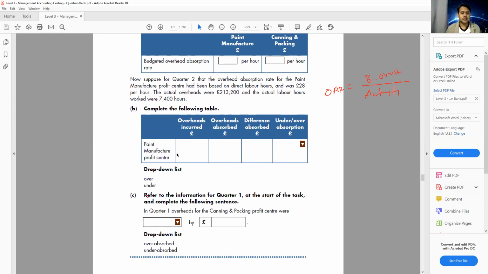What is the requirement? The requirement here is to compute the following: overhead incurred, that is the actual overhead incurred. Then we have overhead absorbed. How much overhead we absorb is based on the overhead absorption rate. Then the difference, and after that we have to identify whether it is under or over. So let's do this one. Let's look at the question first. The first one we have is overhead incurred. Incurred means the actual one. How much actual overhead was incurred? That is Q13 to 100.